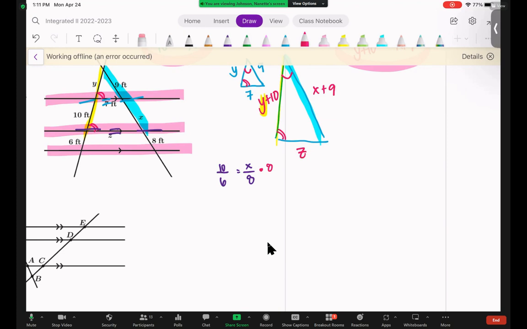So I can't just multiply on one side, I'm going to multiply on the other side. And so now you can see how they divide out to be 1. What would you multiply on this side to get rid of the 6 so that it divides out?